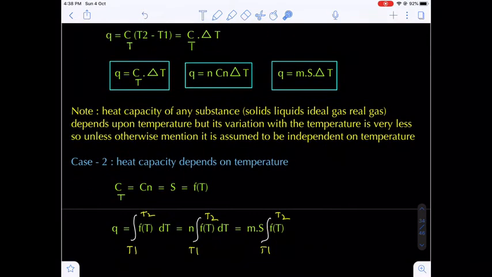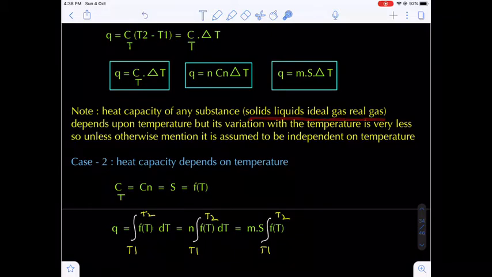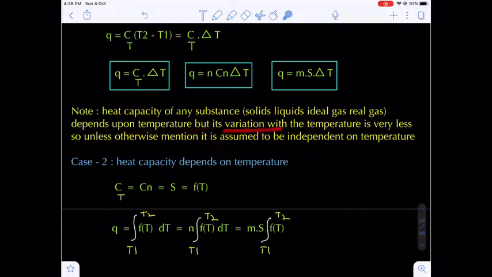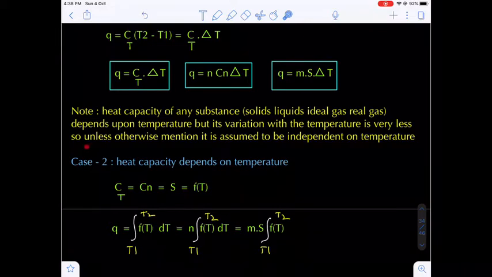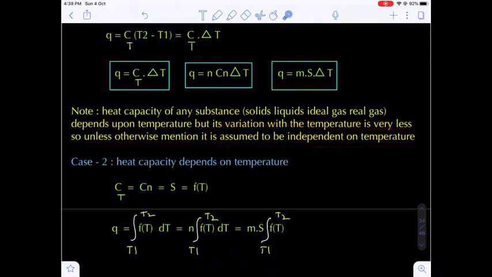Now here the important thing: the heat capacity of a substance, whether solids, liquids, or gases, real gases or ideal gases, depends upon the temperature. But the variation of heat capacity with respect to temperature is very small, and the effect is almost not considered unless it is mentioned in the question. It is assumed to be independent of the temperature.